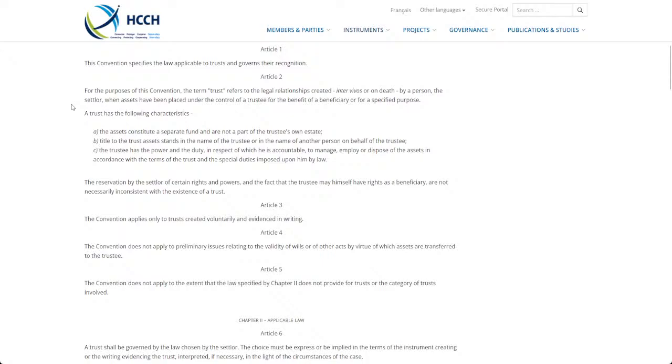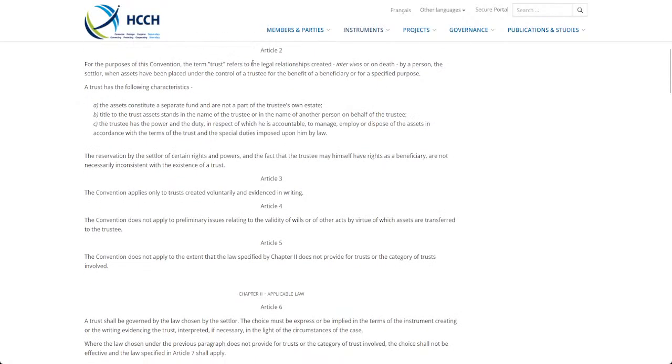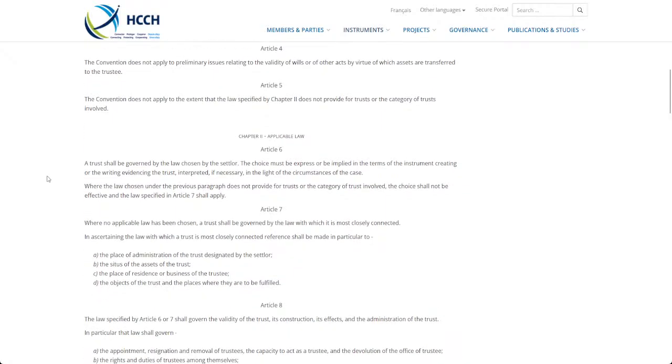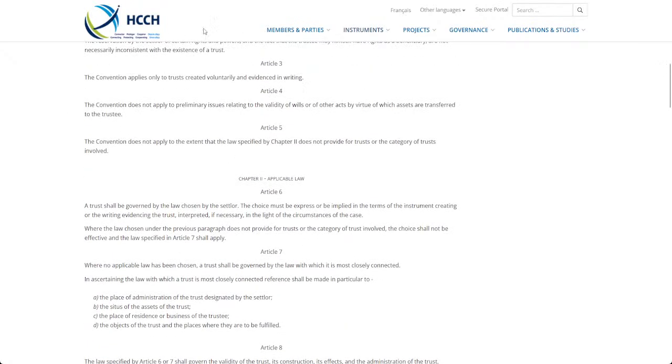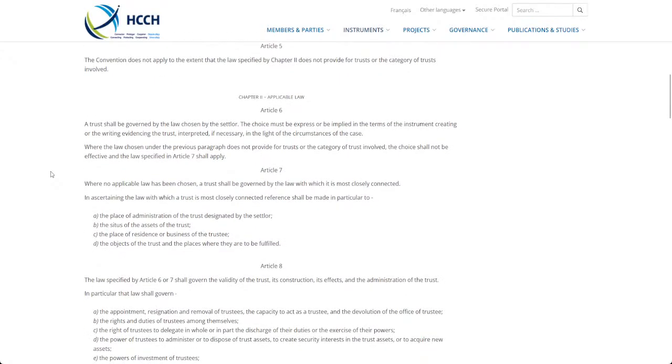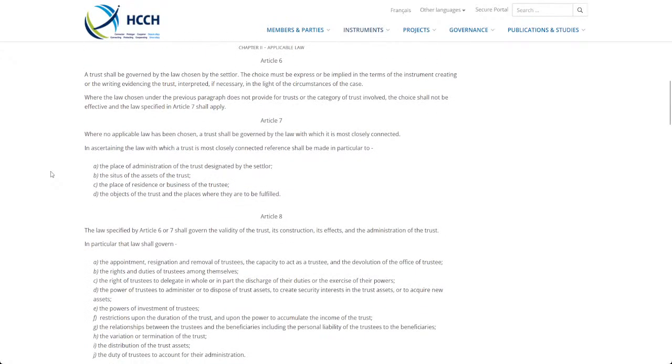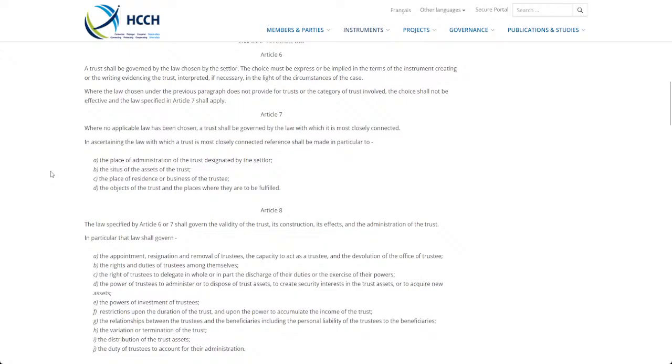to this document? The term trust refers to a legal relationship created inter vivos, that's during life, or on death, by a person, the settlor or grantor, I will say, when assets have been placed under the control of a trustee for the benefit of a beneficiary or for a specified purpose. Right? So I'm going to move down to, I like Article 6. You all can look at this. You can go here, you can find it, you can do exactly what I did. Just rewind and type in what I typed in, and you do your dance. A trust shall be governed by the law chosen by the settlor. Oh, my goodness.